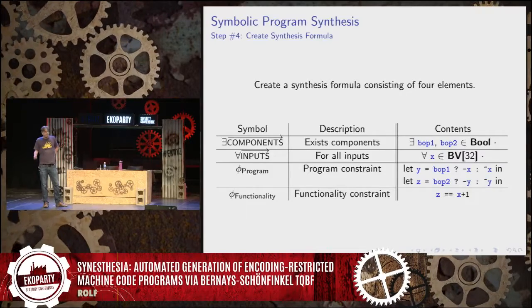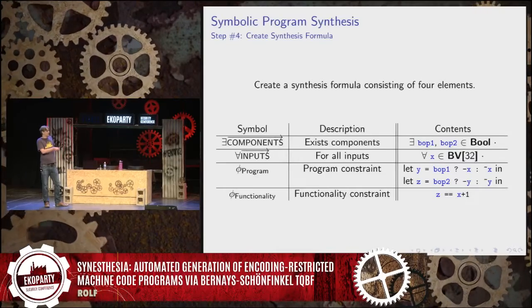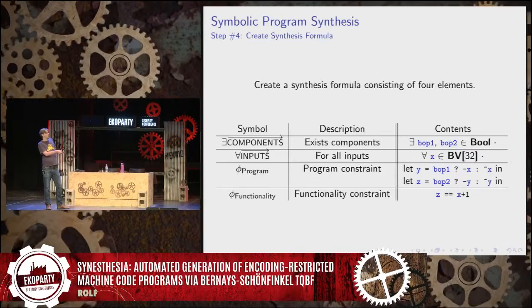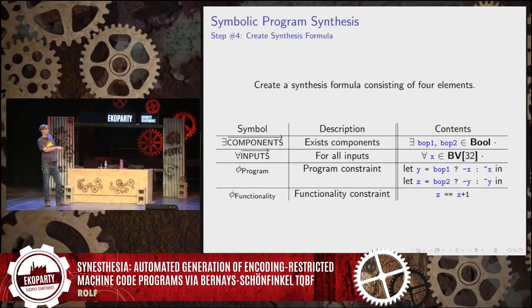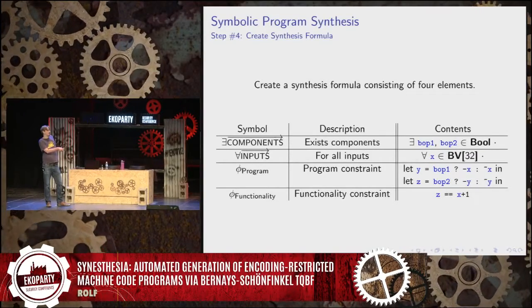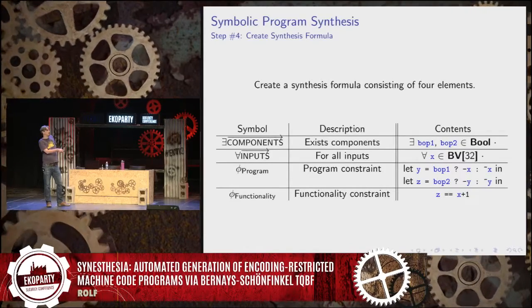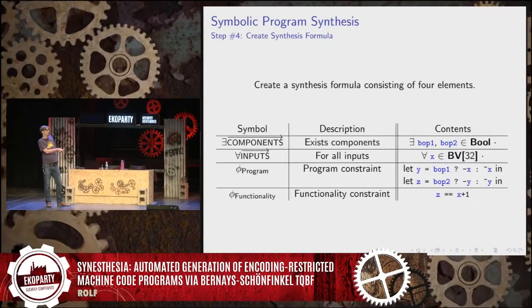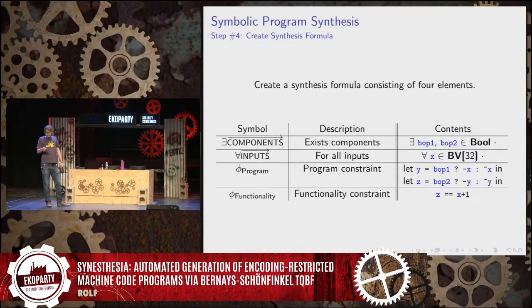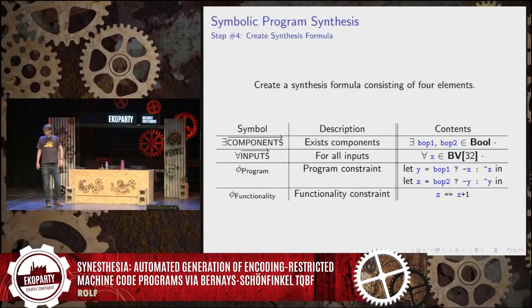So indeed, this is our formula. I've divided it into 4 elements here. Exists components, are there values of bop1 and bop2, for all inputs, for all 32-bit integers x. And then the program constraint, phi program, is the body of the C function. And then the functionality constraint, which indicates what the C function has to do, I call it phi functionality. It's just x plus 1. So all of our synthesis formulas throughout this talk are going to look basically like this.